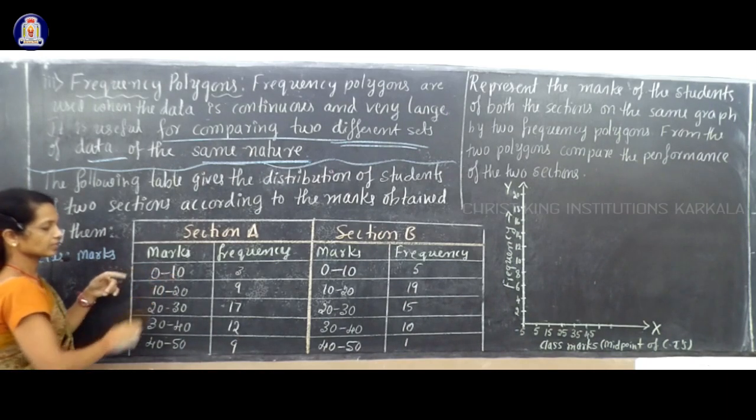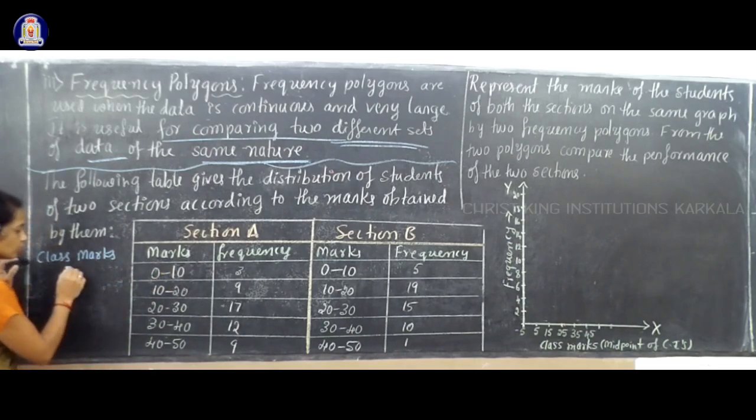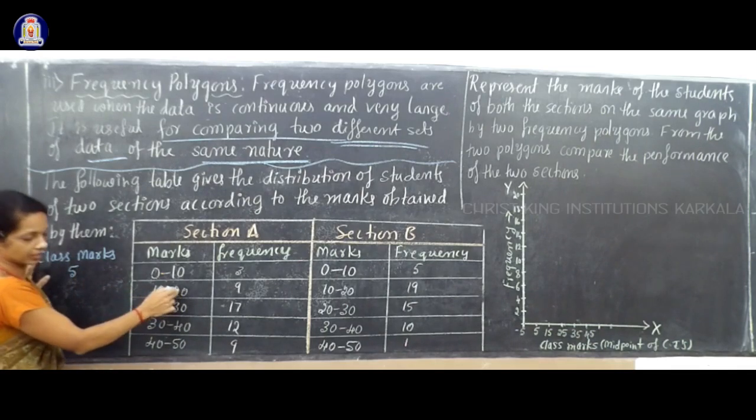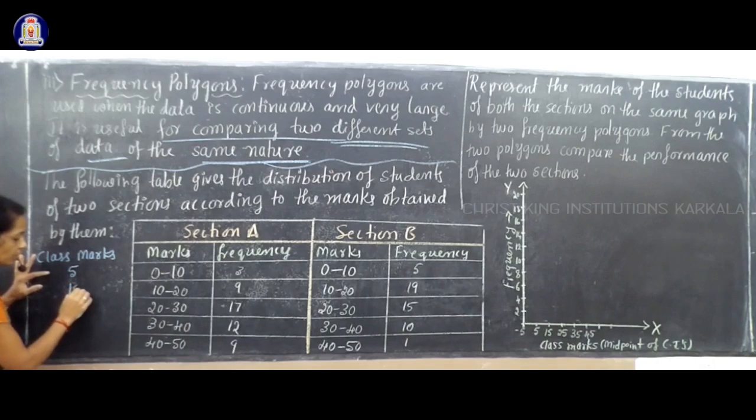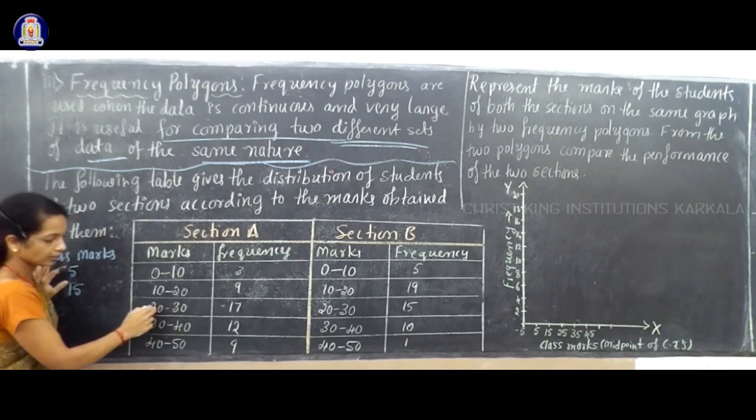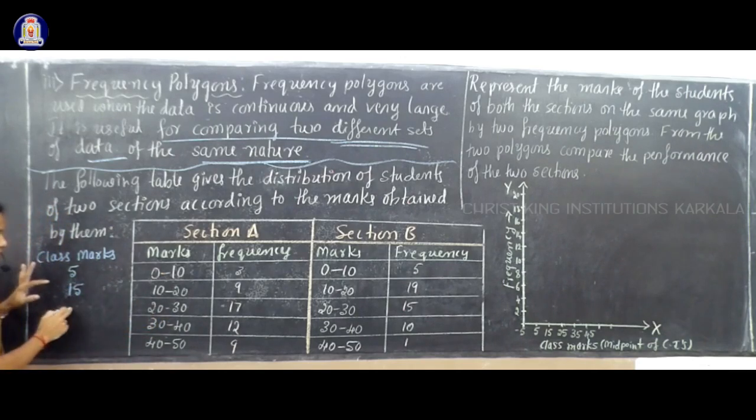So here 0 plus 10 is 10. 10 divided by 2 gives you 5. And 10 plus 20 is 30. 30 divided by 2 gives you 15. So like that, add two numbers and divide that sum by 2. That gives a class mark. That is called the midpoint of that class interval.